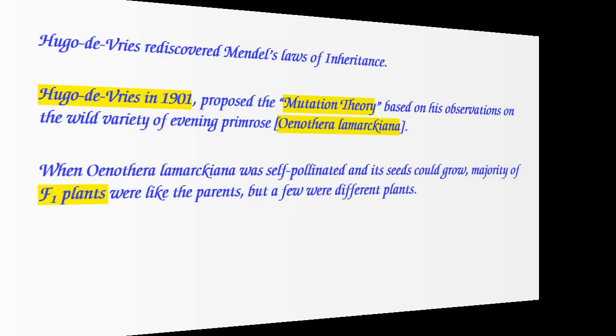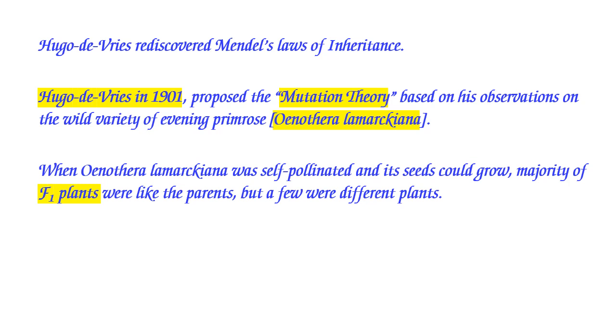Hugo de Vries theory. Hugo de Vries rediscovered Mendel's laws of inheritance. Mendel, based on his experiments, proposed some laws for inheritance, the transferring of characters. That is the law of dominance, the law of independent assortment, and the law of segregation. So Hugo de Vries started to rediscover these laws.